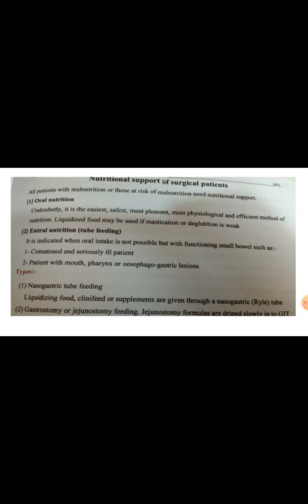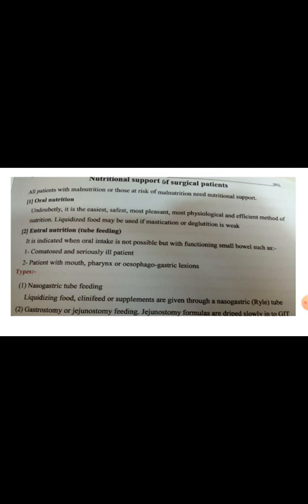For patients with tumors or lesions in the mouth, pharynx, or esophagus, these patients can't swallow, and the food doesn't reach the small intestine. So we put a nasogastric tube for the patient. A nasogastric tube is a plastic tube inserted through the nose, descending to the pharynx and then the esophagus, and this tube delivers fluid nutrition to the patient.